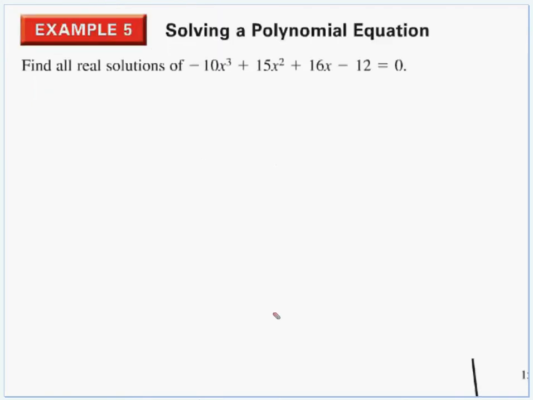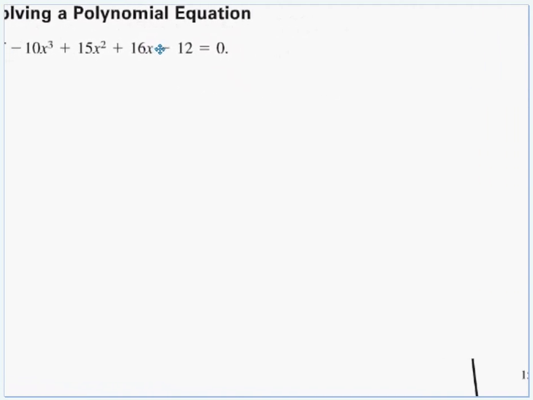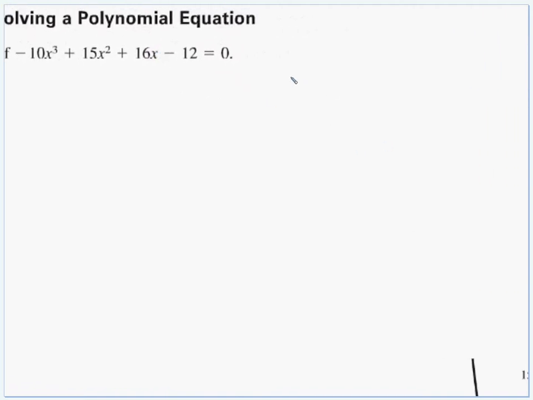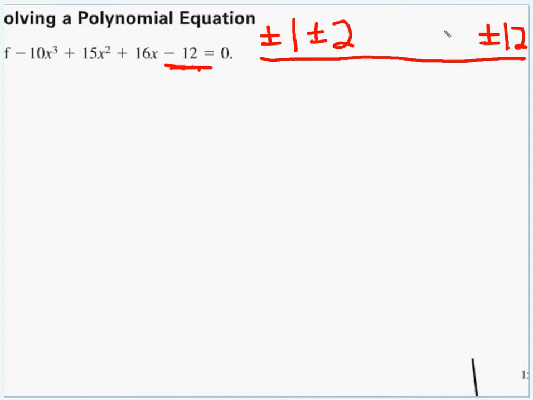All right, now example 5, find all real solutions of this mess. Let's see, it's in descending order. Let's figure out our possible rational zeros. So we're going to make our fraction. The numerator will be the factors of 12. Well, let's see, 1 times 12 is 12, so plus or minus 1 and plus or minus 12 are in there. 2 and 6, 2 times 6 is 12, both again positive and negative. And then 3 and 4. 3 times 4 is 12. So there's all our possible numerator values.